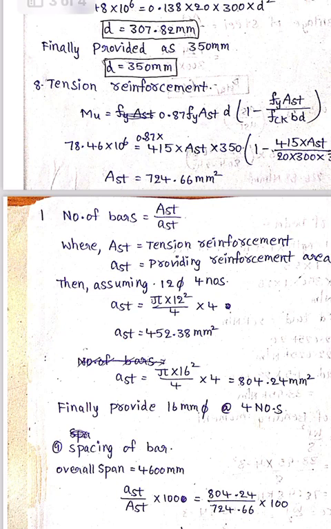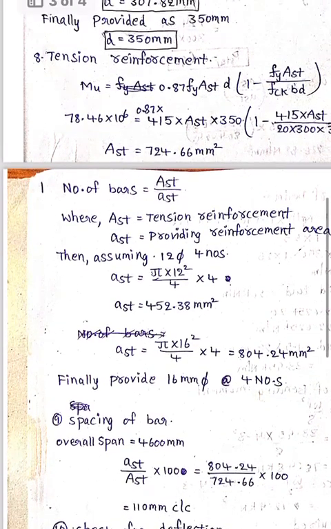Tension reinforcement, how much tension will be borne by the concrete beam, that is Mu is equal to 0.87 Fy AST into 1 minus Fy into AST by FCK into BD. The formula is given in the IS code. Then accordingly we calculate the area of the steel, that is AST. From the above calculation AST is equal to 722.62 mm square.